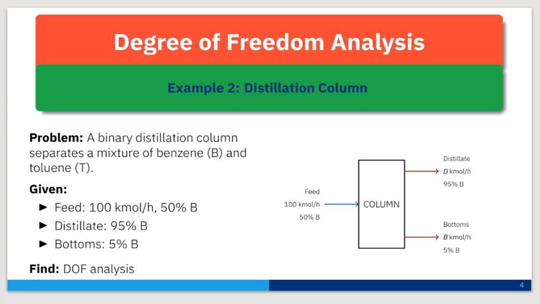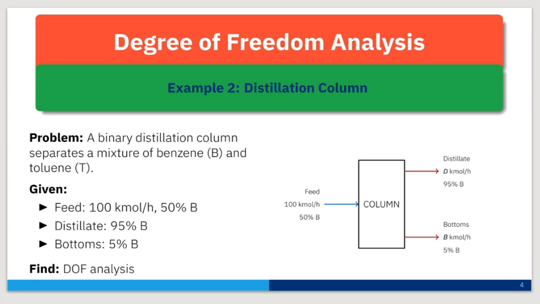Today I am going to discuss the degree of freedom analysis of a distillation column. The problem involves a binary distillation column that separates a mixture of benzene and toluene. So we are given the following condition. The overhead distillate product contains 95% benzene and the bottom product contains 5% benzene. Our task is to perform the DOF analysis to see if the problem is solvable.